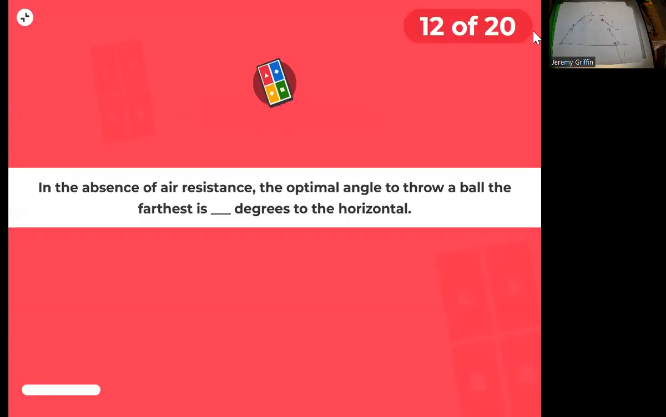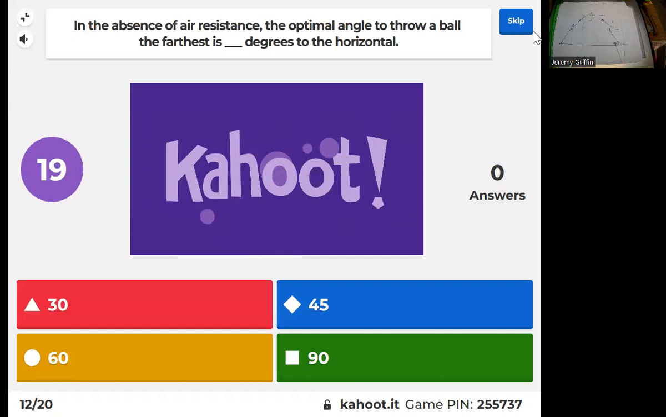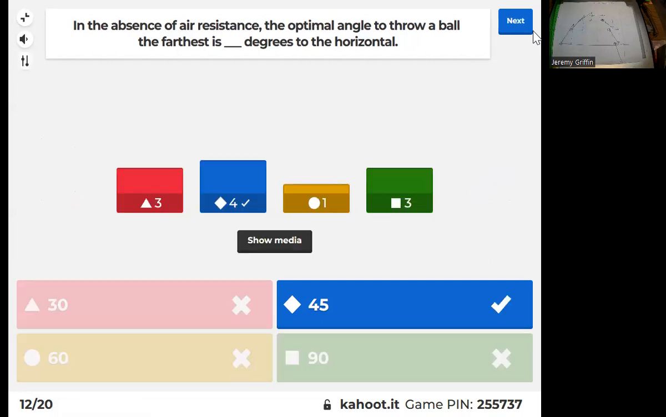In the absence of air resistance, the optimal angle to throw a ball the furthest distance is a 45-degree angle, 45 degrees.